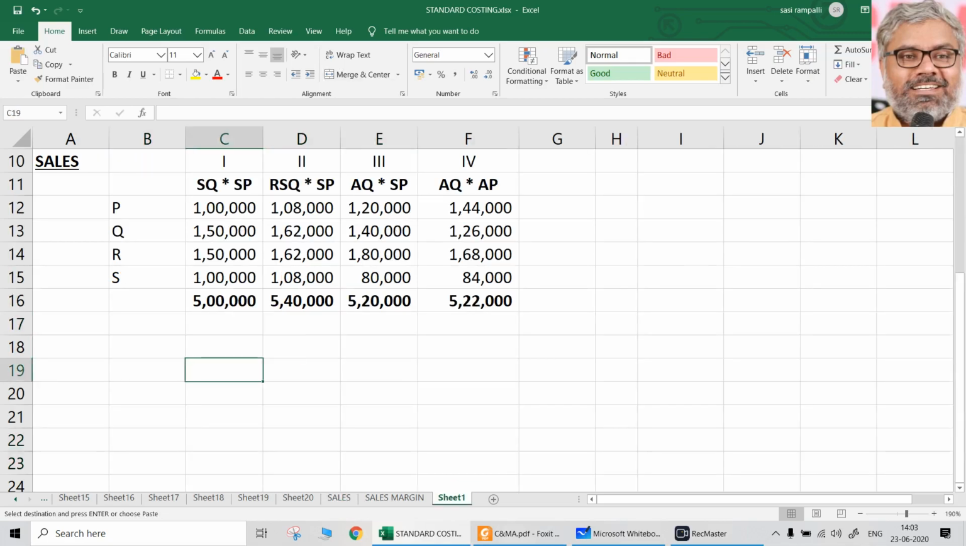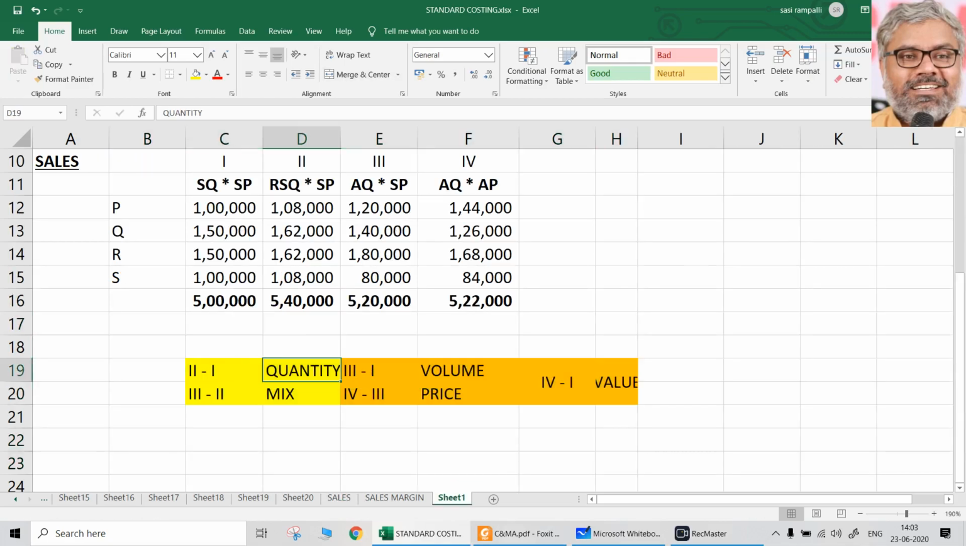So let us just quickly calculate them also. Quantity variance, we are getting numbers here. 2 minus 1. This is quantity variance, positive. Mix variance.